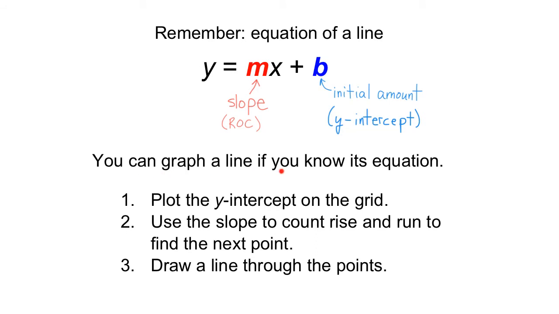So you can graph a line if you know its equation. Remember, the equation is written in this format. If you know the initial amount and the slope, you can draw a graph. First, plot the y-intercept. So whatever your initial amount is, plot that on the grid, and then use the slope to count rise and run to find the next point. Once you have 2 points, you can draw a line through those points. So this is pretty much exactly the same as the last lesson, except this time we're just getting our information from the equation instead of a description.